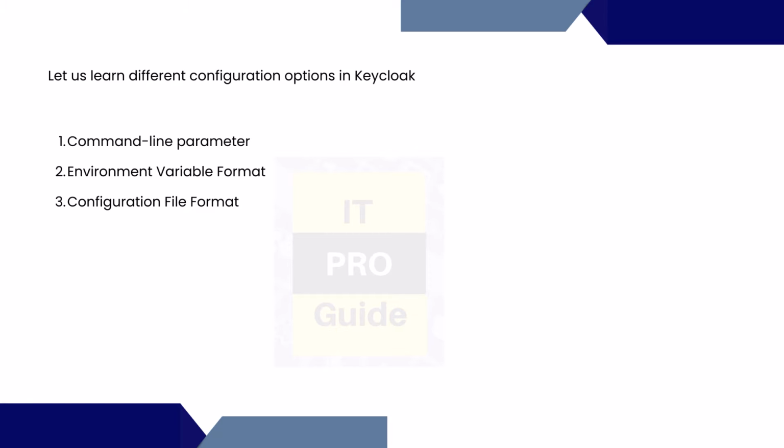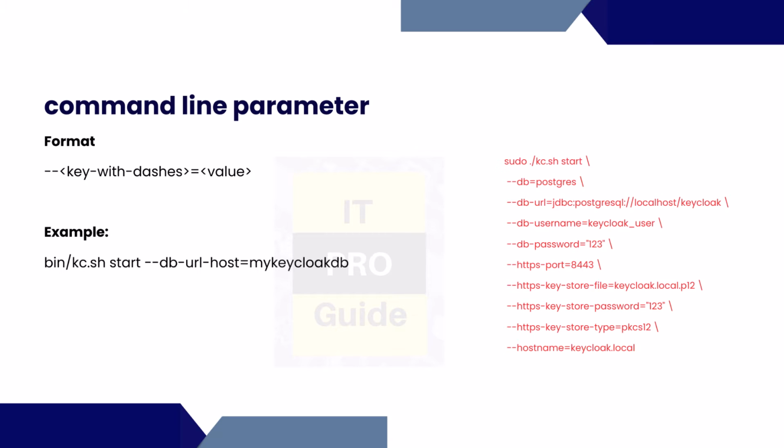The command line parameter, as we did in three or four videos, you don't need an explanation, but you can look at the format here. It starts with two dashes, then you tell the key with the dashes. So it's URL or username or password, HTTPS port, whatever it is, then you provide the value. That is how the command line parameters work. So that is how we configured the database, the SSL certificate, the host name, everything so far.